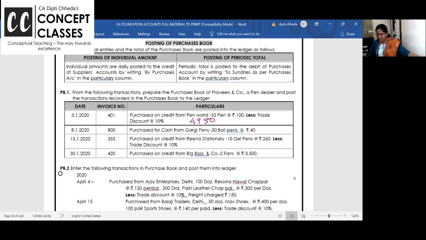Yes. Keep sending your answers in the chat box, or click a photo of your homework and send it in the group, whatever is possible. Purchase for cash: this transaction you are not going to record in your purchase book. Purchase on credit, third one: 2340 is coming after the trade discount. Correct. Again purchase on credit, it is coming to 7290. If you have not got this answer, unmute and tell me now.